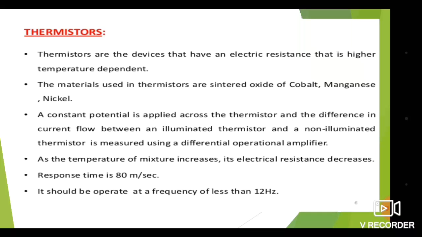So a constant potential is applied across the thermistor, and the difference in current flow between the illuminated thermistor and non-illuminated thermistor is measured using a differential operational amplifier. As the temperature of the mixture increases, its electrical resistance decreases. Response time is 80 milliseconds, and it should operate at a frequency less than 12 hertz. This is about the thermistor.